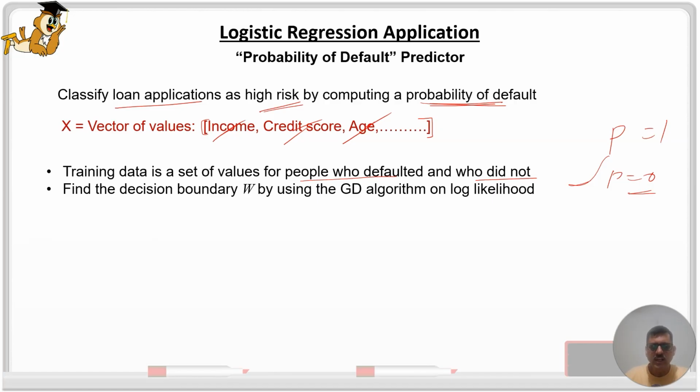So the training data, it's again supervised learning. Training data is a set of values for people who defaulted and who did not default. You know which values pertain to somebody who defaulted and which pertain to somebody who did not default. We want to find the decision boundary W. We want to find the best weights W by using the gradient algorithm on log likelihood. This is what we want to accomplish.